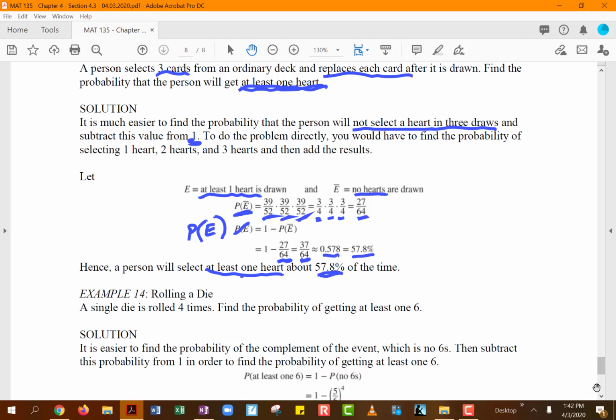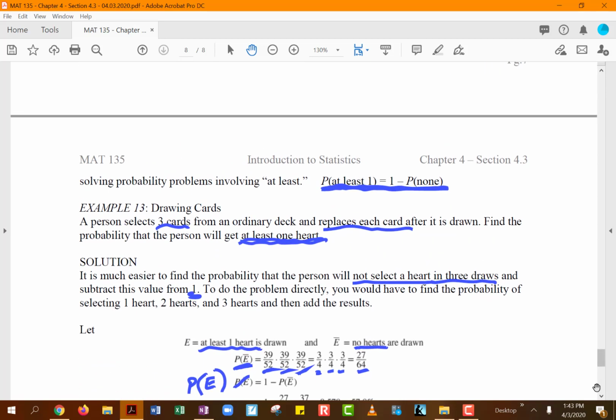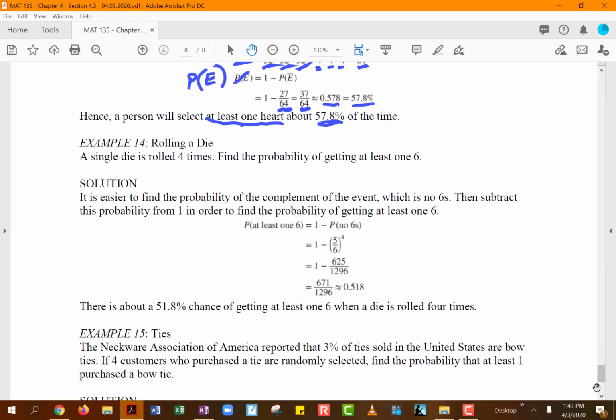So it actually does seem a lot easier to do it this way by using that idea of 1 minus the probability of none, which is what we're talking about here. And it will make your calculation go a lot faster. Okay, same thing's happening here.